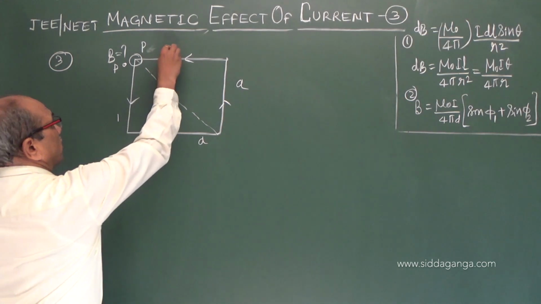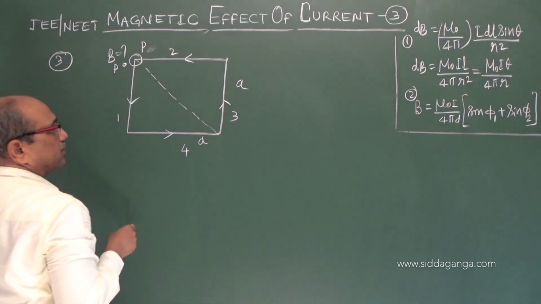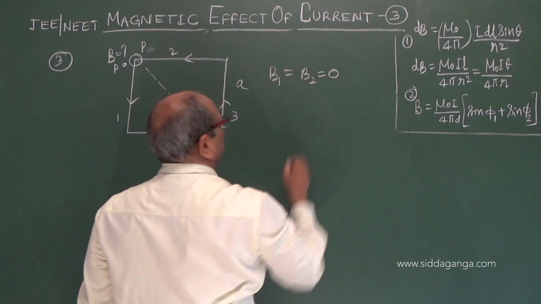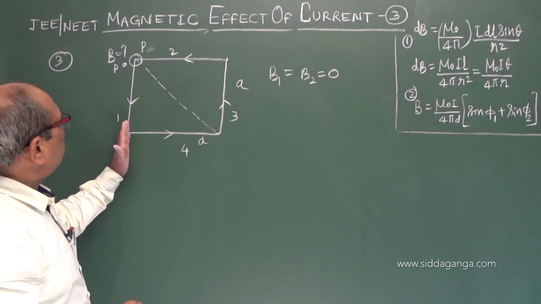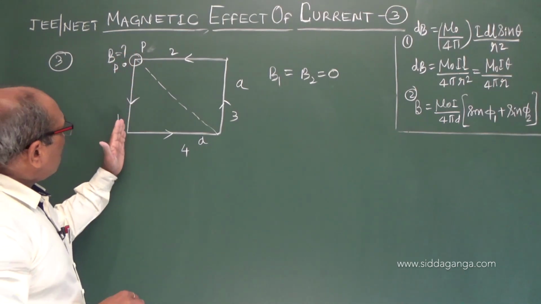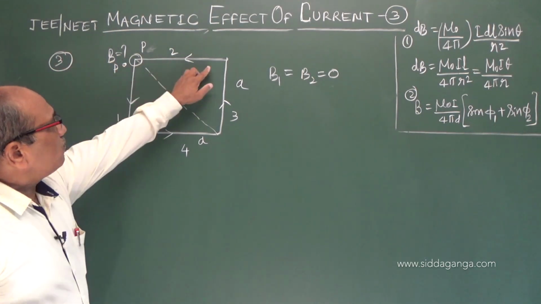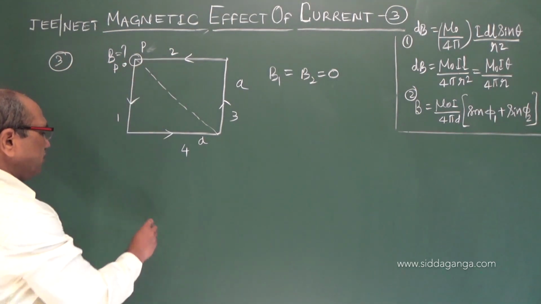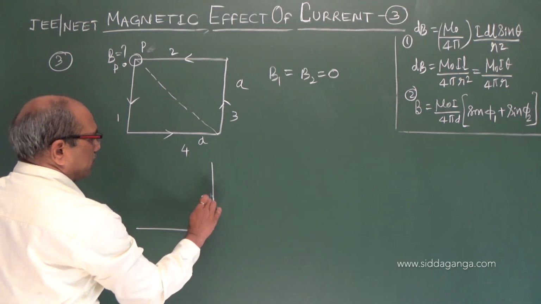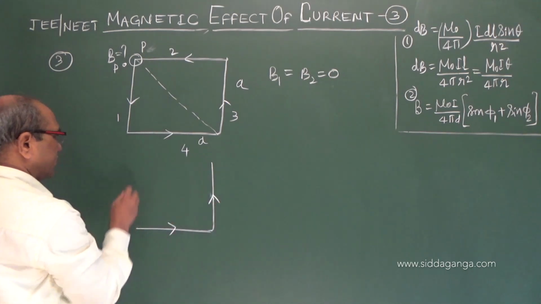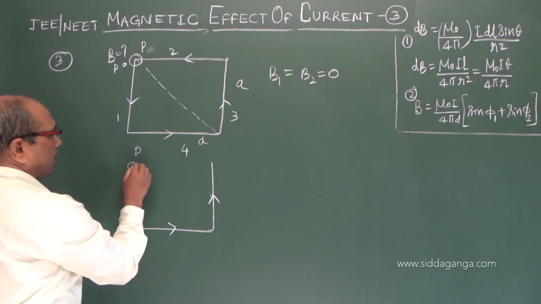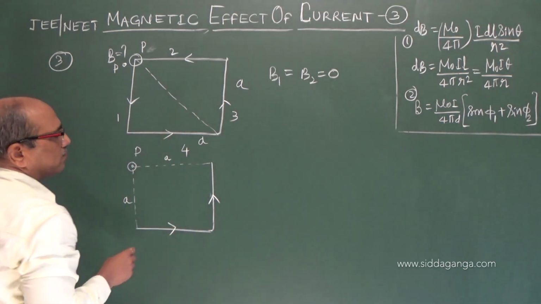So if the sides are 1, 2, 3 and 4, I directly can say B1 equals B2 equals 0, because of the one condition I told: the point lies on the wire. Along the wire there is no magnetic field for 1 or 2. What remains is only 3 and 4. You have these two, current acting upward and here towards, and this is the point P. Distance is a and this distance is also a.